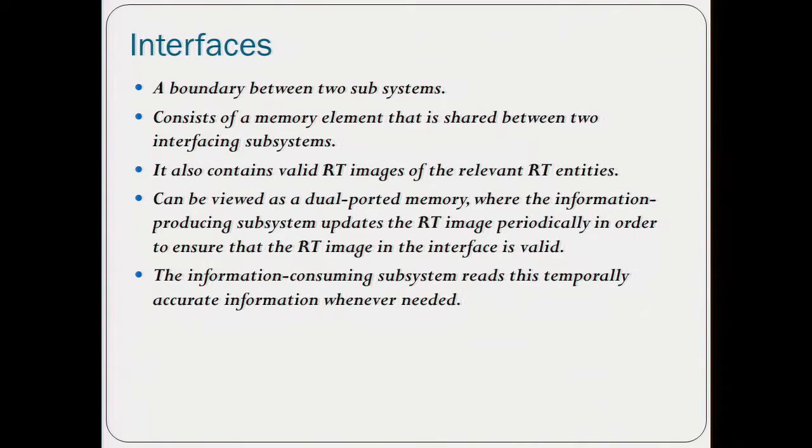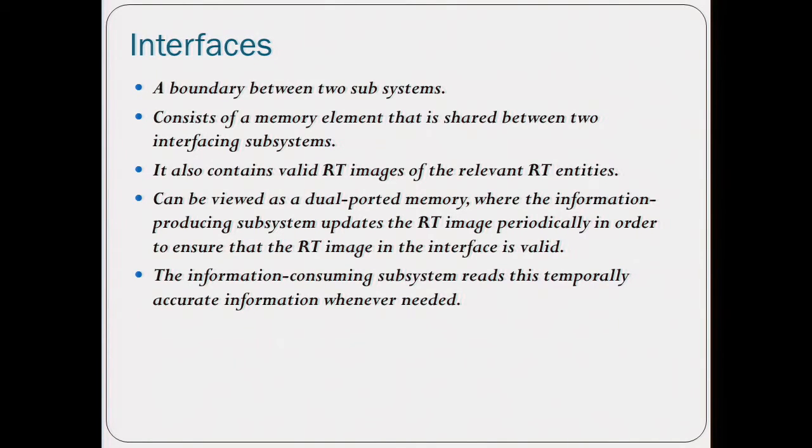So an interface is a boundary between two subsystems, and the memory element is that buffer that I was talking about before. That is where you write things and you read things. And it contains valid RT images of the entities, or real-time entities. We saw before that we have to make sure that what I write on the buffer is a faithful representation of what is happening inside the system, right?